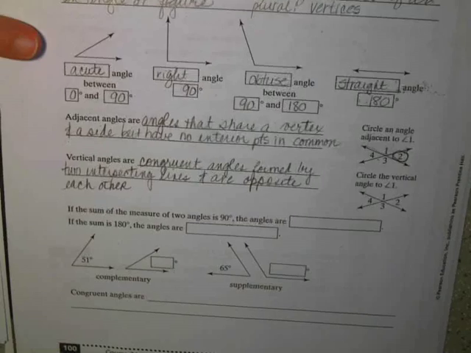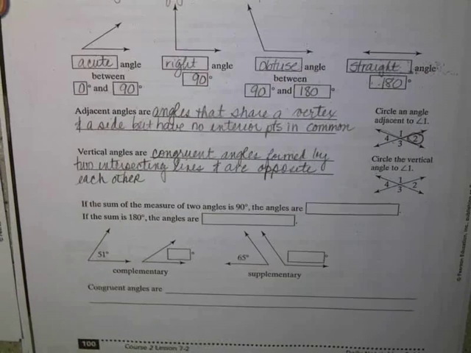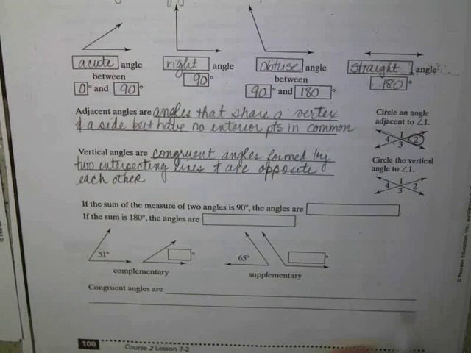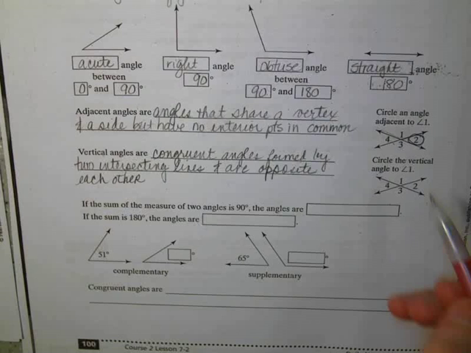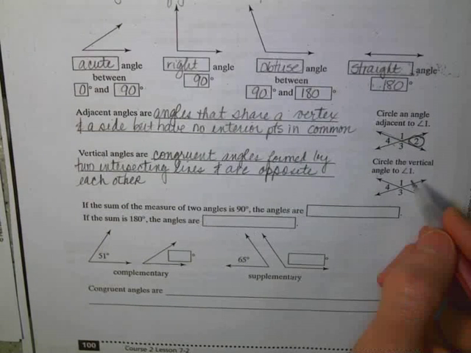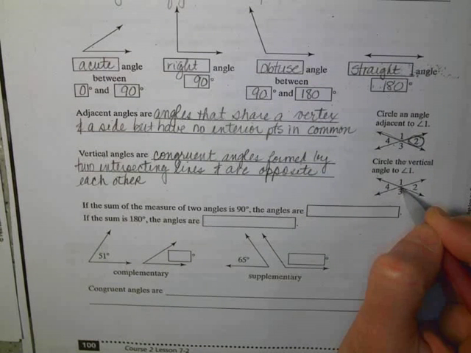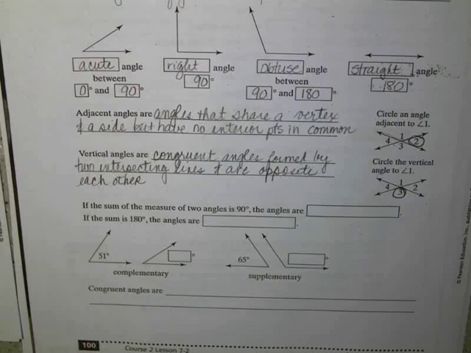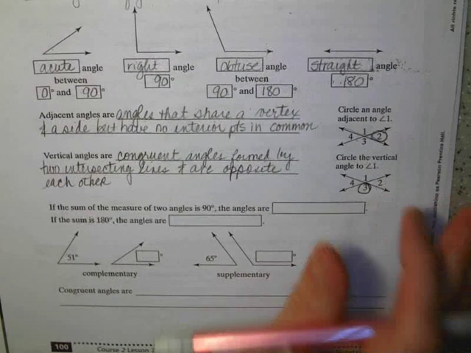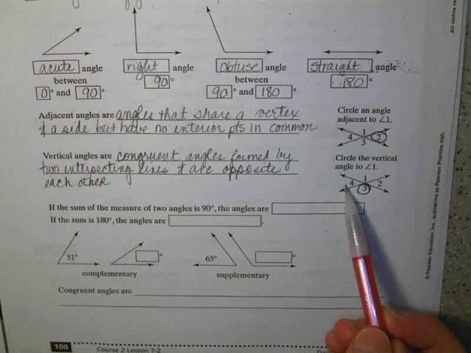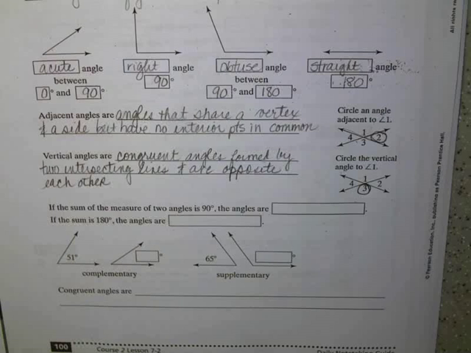When I was looking at some information, I think that the British, instead of vertical angles, call these opposite angles. Because they fit the same definition. Circle the vertical angle to angle 1. So here's angle 1. Its vertical angle would be angle 3 in this picture. Also, angles 4 and 2 would be vertical in this picture.